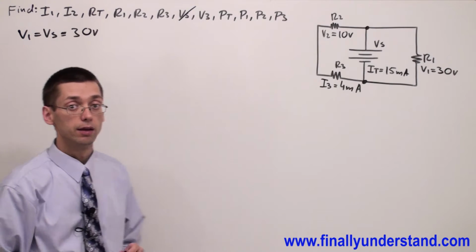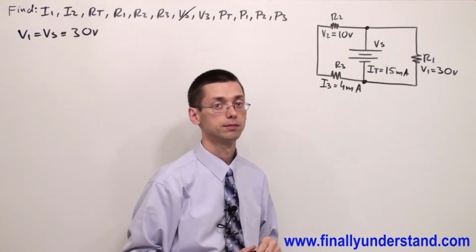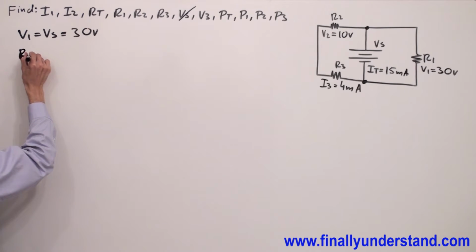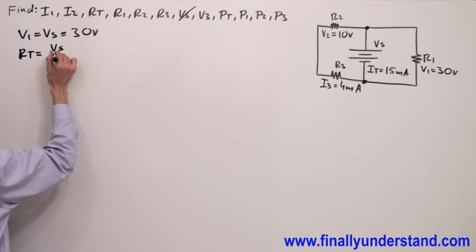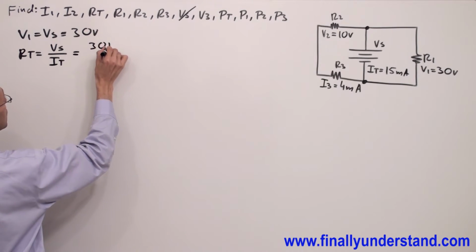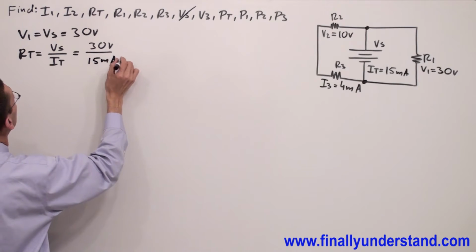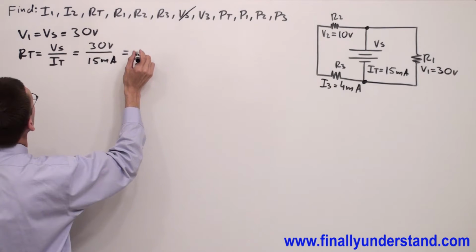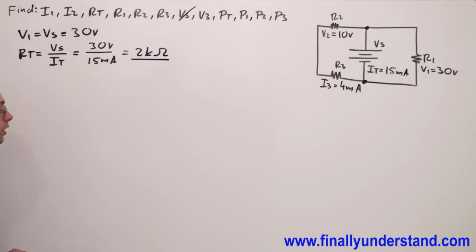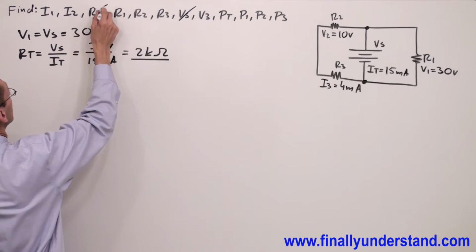Next, if I have the voltage source and I have I total, I can find the total resistance, because R total is equal to the voltage source over I total. The voltage source is 30 volts over I total, 15 milliamps. This is equal to 2 kiloohms. Okay, so this is the total resistance of my circuit. So we have R total.